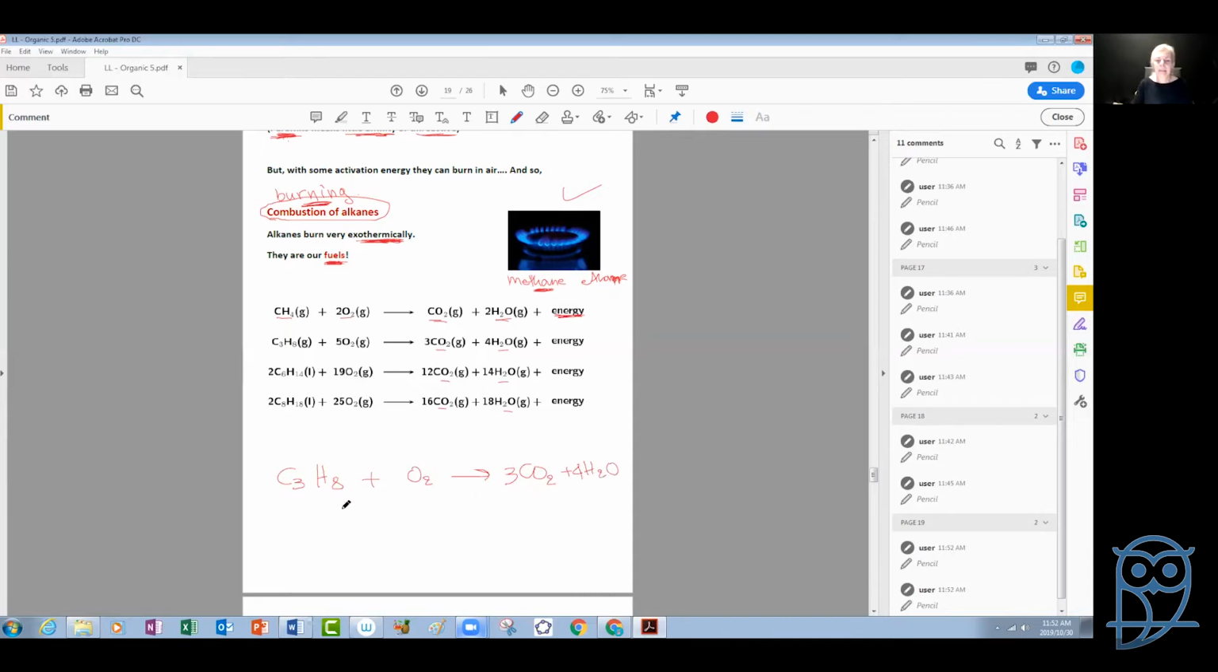Now let us see the oxygens, because this is the hardest part usually. So we have now oxygens. 2 times 3, 6 oxygens here. This is not 6 here, this is oxygen. 6 oxygens. And here we have another 4. So it's 10 oxygens altogether. So here we can place a 5 and we balance it.